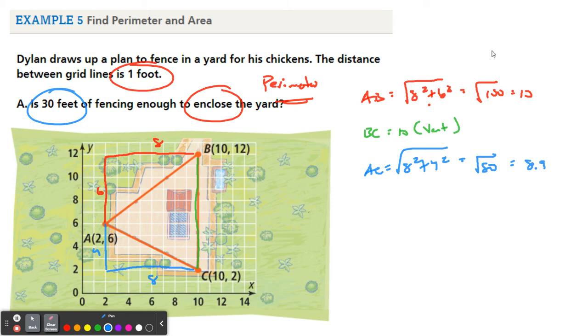So now I'm going to add those together to find the perimeter. So the perimeter would be 10 plus 8.9. And that would be a perimeter of 28.9. You need 28.9 feet, which is less than 30. So is 30 feet enough? Yes. Great.